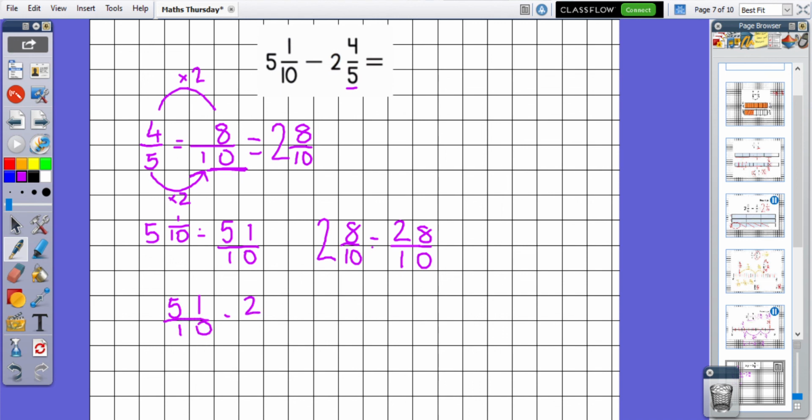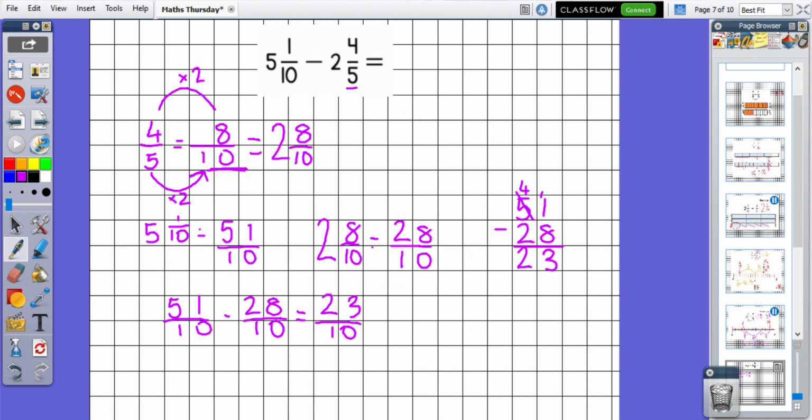subtract 28 tenths, and then we're going to find the answer. If you can't do that in your head, we could do column subtraction. So I'm doing 51, subtract 28. So I can't do 1 subtract 8, so I'm going to exchange. I've got 11, so that gives me 3. 4 subtract 2 is 2, so I've got 23 tenths.